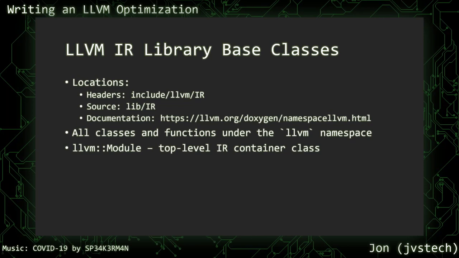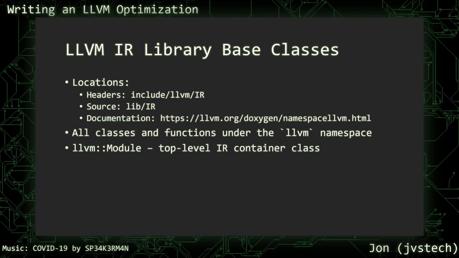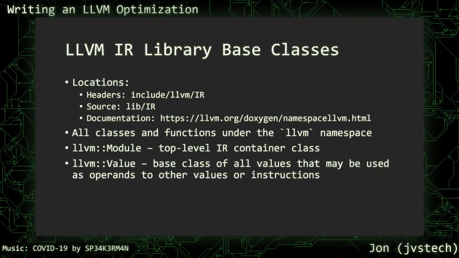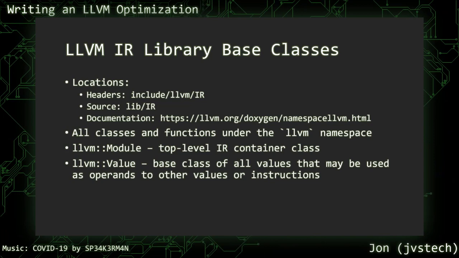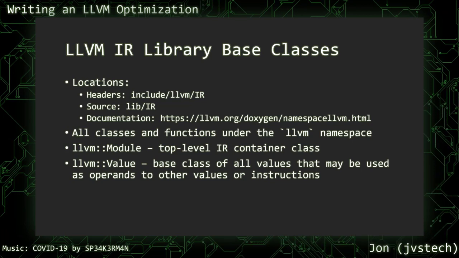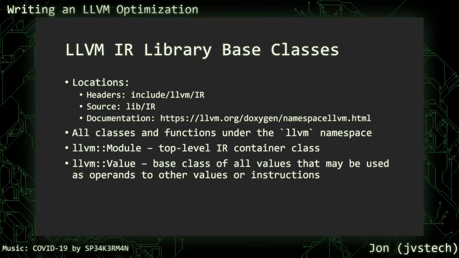The module class is the base IR container. It gives you access to all the functions, basic blocks, instructions, constants, and other constructs contained in a single compilation unit. The value class is the base data like class, somewhat similar to a base object class like you might find in Java or C#, except the value class is specific to IR-related data instead of the entire LLVM framework of libraries. It's the root of a deep inheritance hierarchy. Modules do not inherit from value.